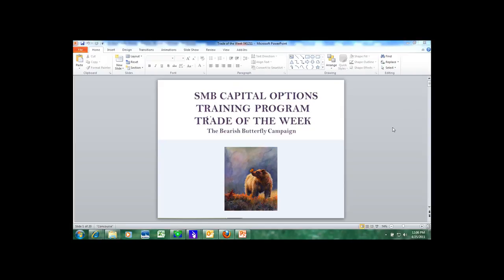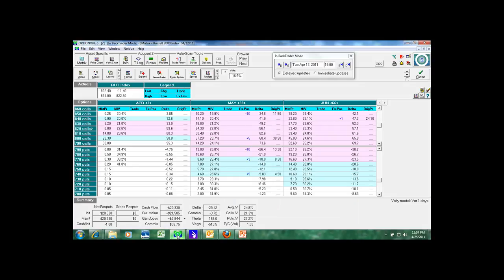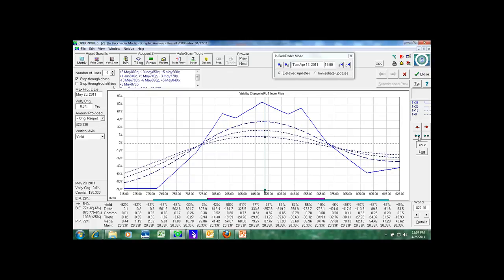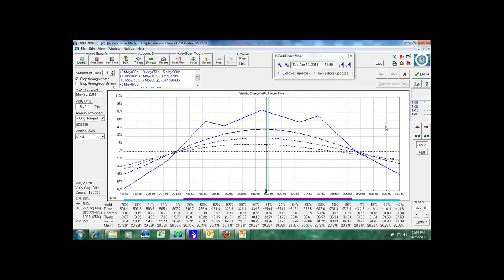What I'd like to do is move backwards in time to April 12th, 2011. This was the beginning day of our milking process of this trade. We actually started to milk it. The milking phase of this trade is where we surround the market price with three butterflies 30 points apart on the Russell 2000, one at 790, one at 820, and one at 850.